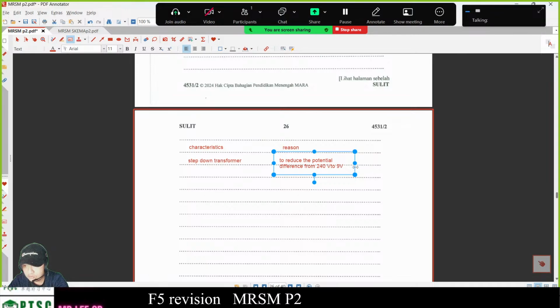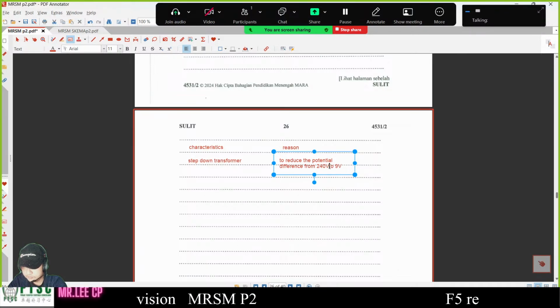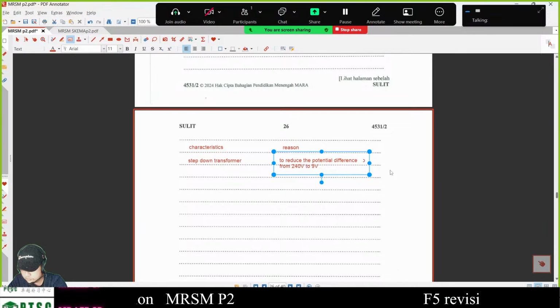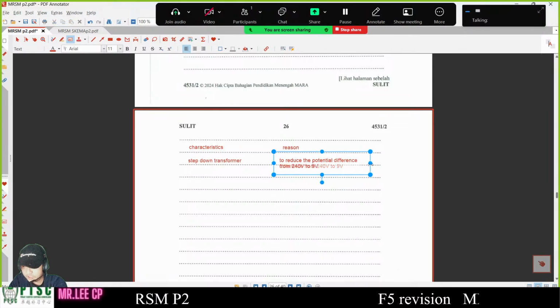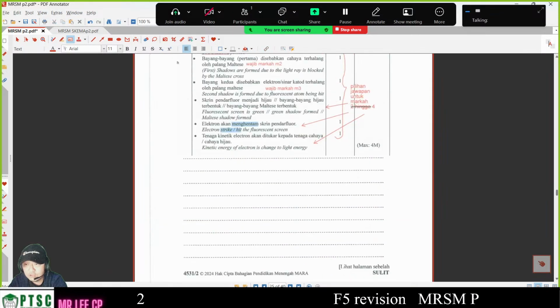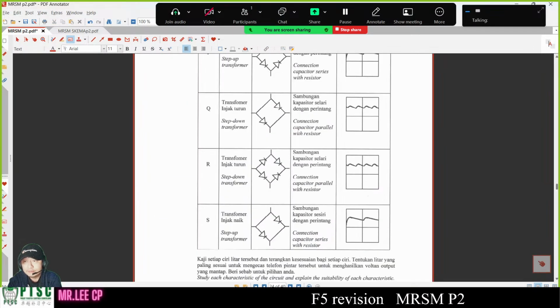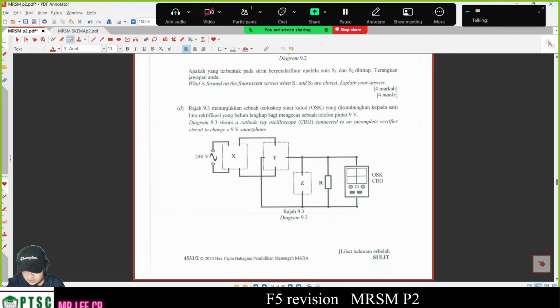Or to reduce the voltage will be okay, I guess. To reduce the potential difference, or voltage. Normally we call it potential difference, from 240 volt input to 9 volt.